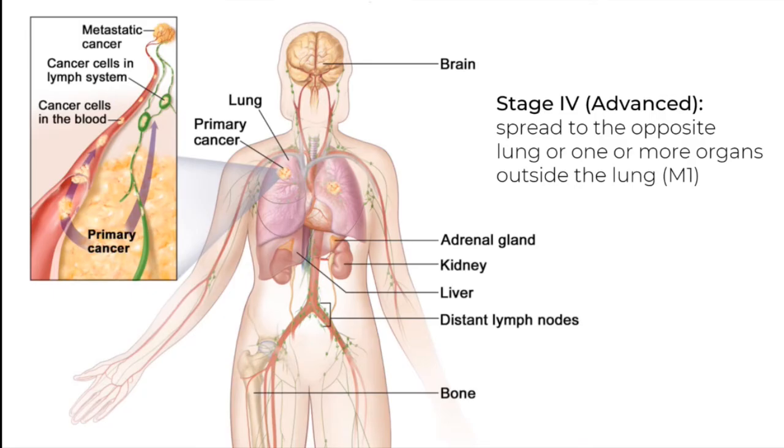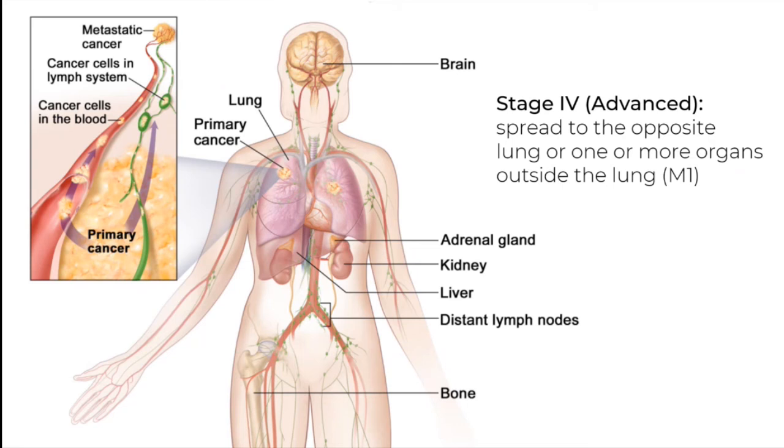Stage 4, of course, is advanced disease. And this is when the cancer has spread to the opposite lung from where it originated. So if the original cancer was in the right lung, and then you do the scan and you see spread to the other lung, or if the cancer has spread to outside of the lung.